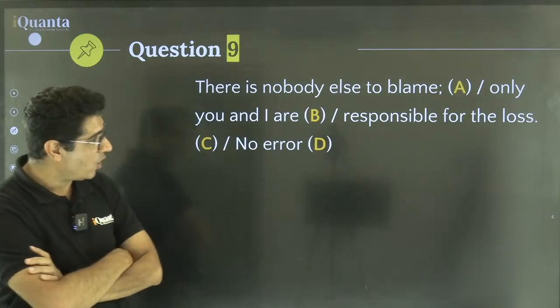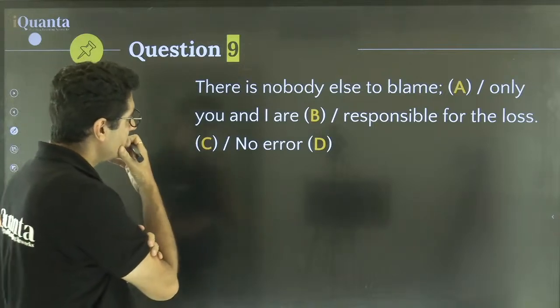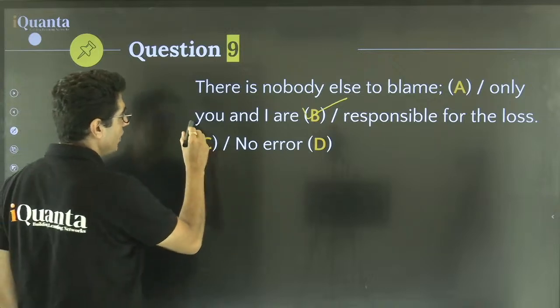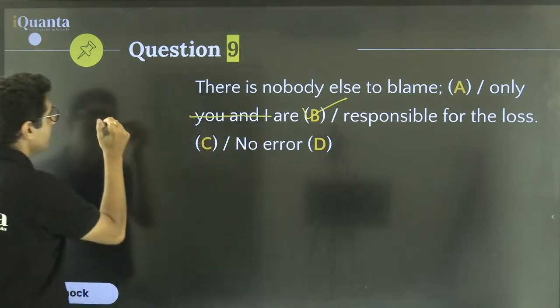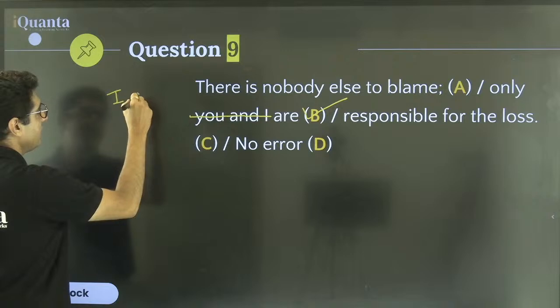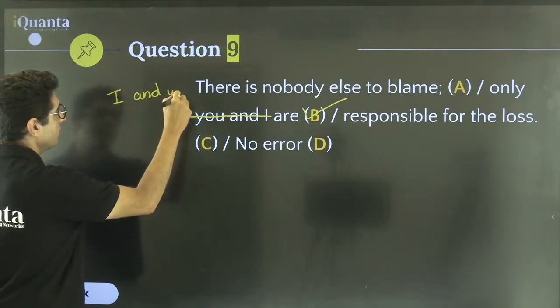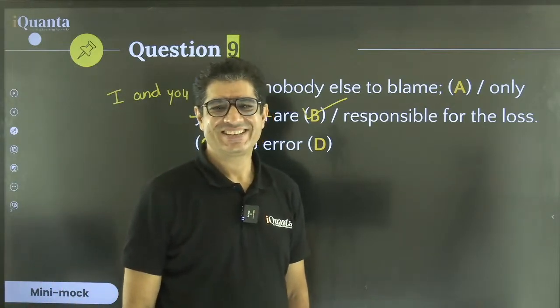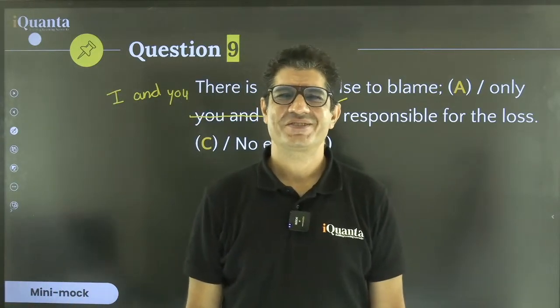Okay, so the correct answer here is B, and let me even tell you why. Instead of "you and I," it should be "I and you." Can you tell me why? Why "I and you"? Why not "you and I"?